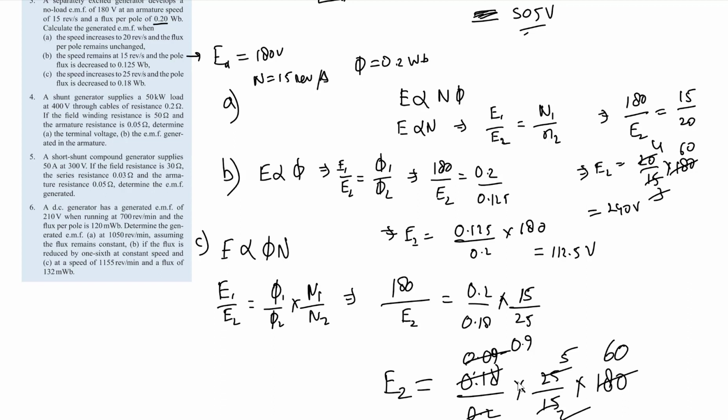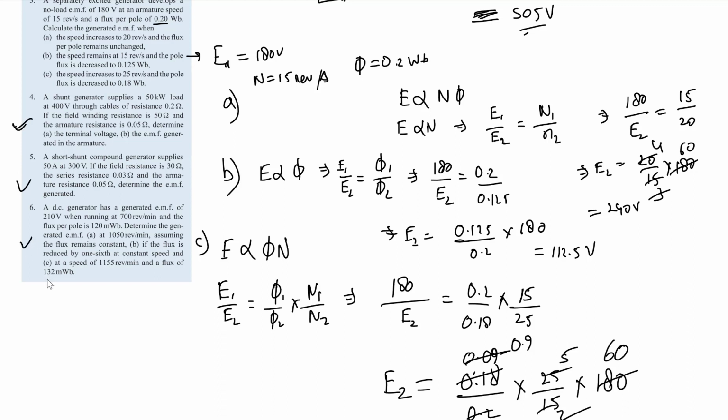A shunt generator supplies a 50 kilowatt load at 400 volt through a cable. We have seen this type of question already, so please try this by yourself. It's just an example we have seen. Now this fifth one we have also seen: the short shunt compound generator supplies 50 amp at 300 volt, and the field resistance, series resistance and armature resistance are to be determined. So we have also seen this fifth one.